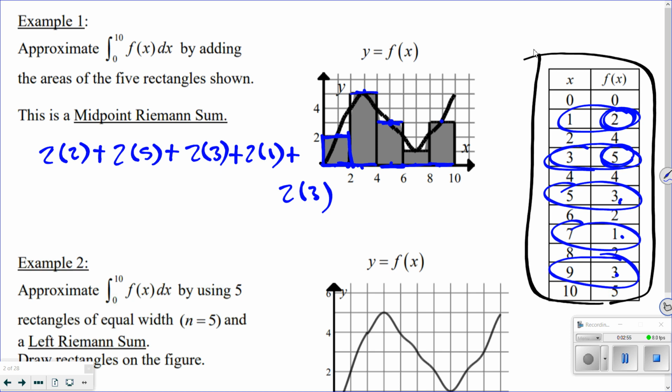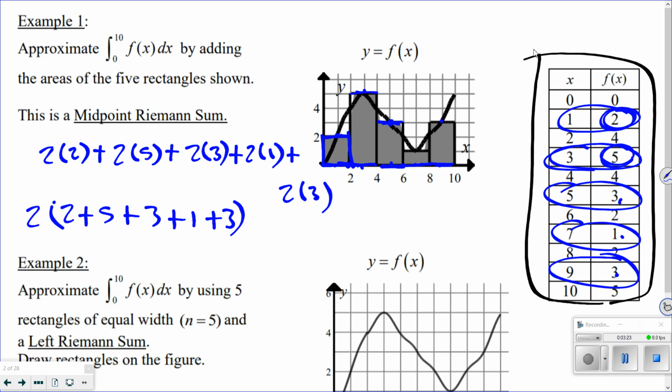If you want, a quick shortcut, if the intervals are even, like this one, these 5 rectangles are all even, right? They all have a width of 2. You could do this as a shortcut. We could just take 2 times all of the y values, the 2 plus 5 plus 3 plus 1 plus 3, right? Come up with our answer. So what do we get here anyway? That's 7, 10, 11, 14, so 28, I think would be our approximate.